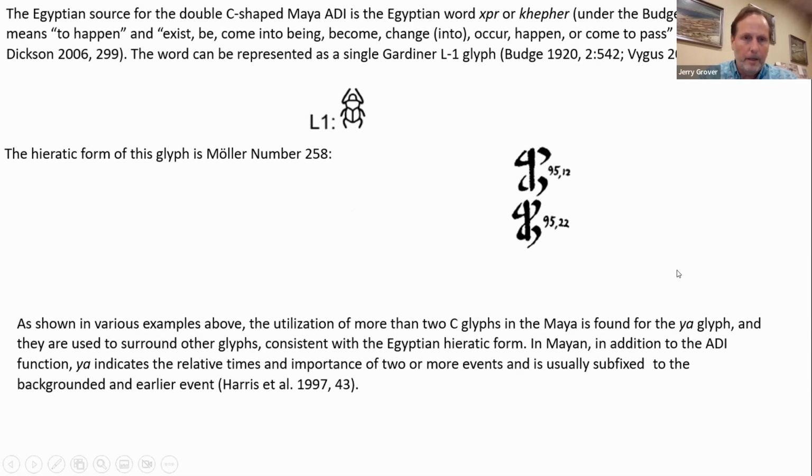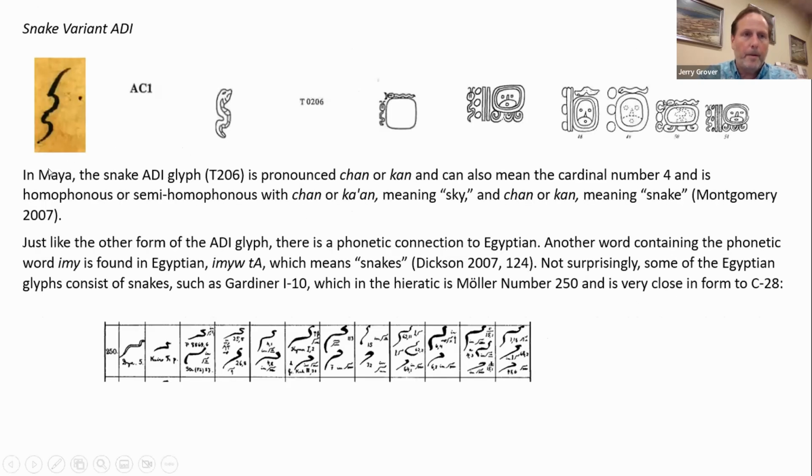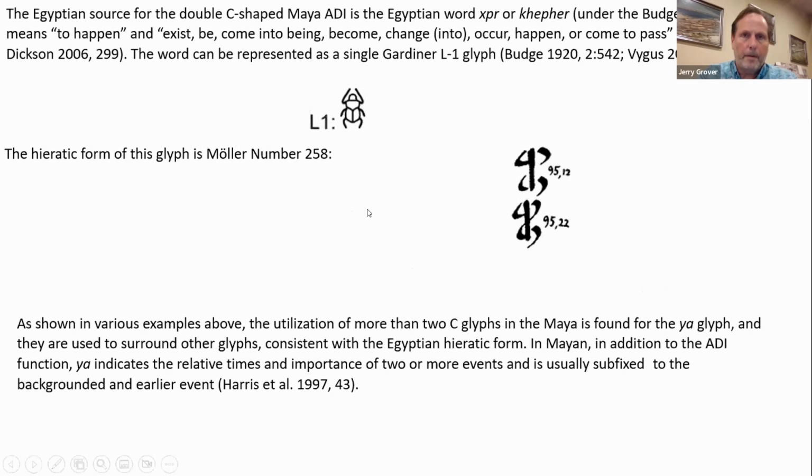And as I mentioned, it's Yah. And I didn't really find a match for this one. As I pointed out before, you have some phonetic correlation, meaning spoken, with the other glyphs. This one did not correlate to Yah, these words in Egyptian.